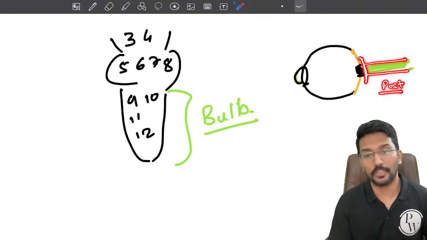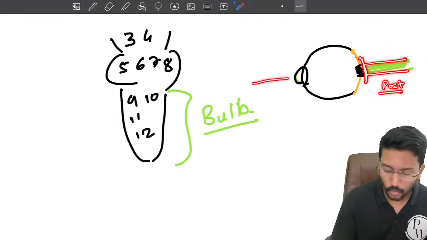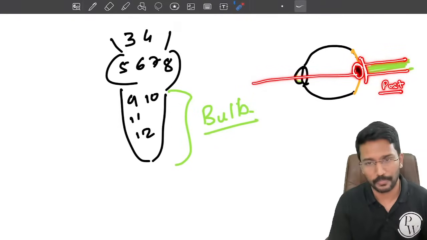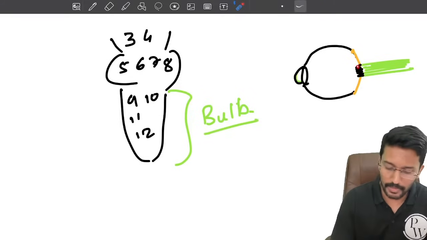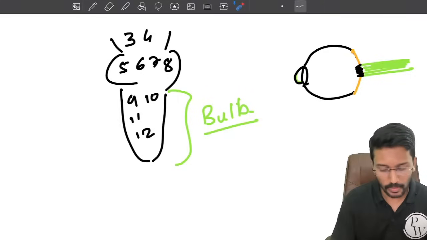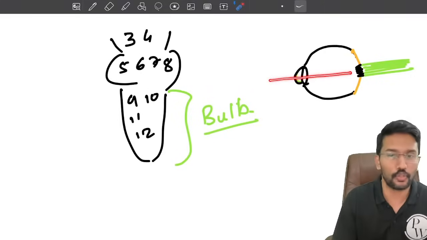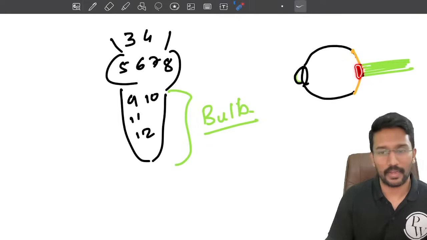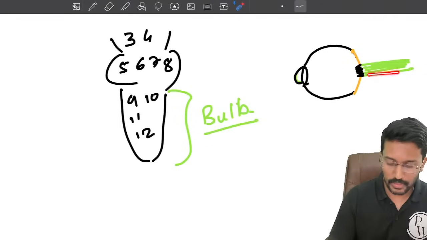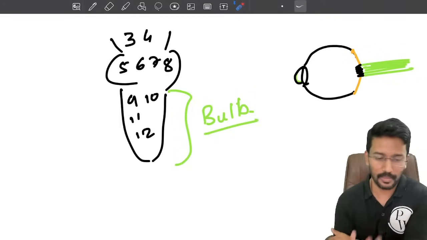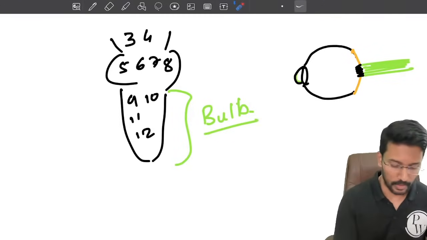Now, how do I differentiate? All I need to do is look through the fundus and see whether optic disc is showing edema or not. If optic disc is showing edema, that means it is affected. In that case, it is anterior optic neuritis. If optic disc doesn't show edema, that means optic disc is not affected. That means it is not anterior. When you do an MRI, if you see demyelinating changes in the retrobulbar course of the optic nerve, then it is a classical case of posterior optic neuritis.